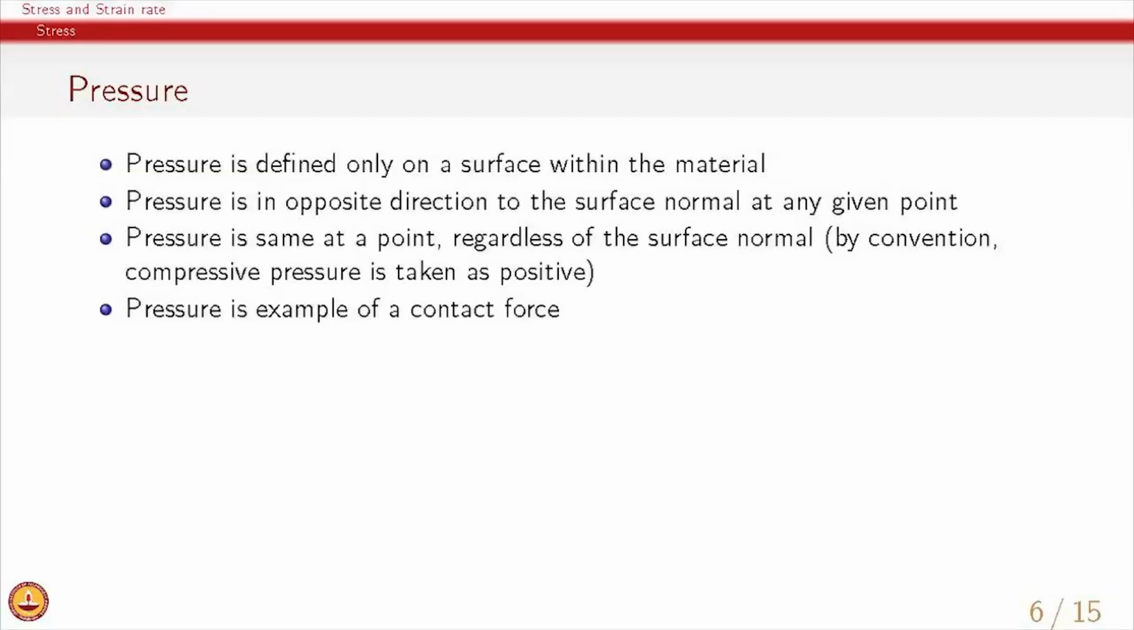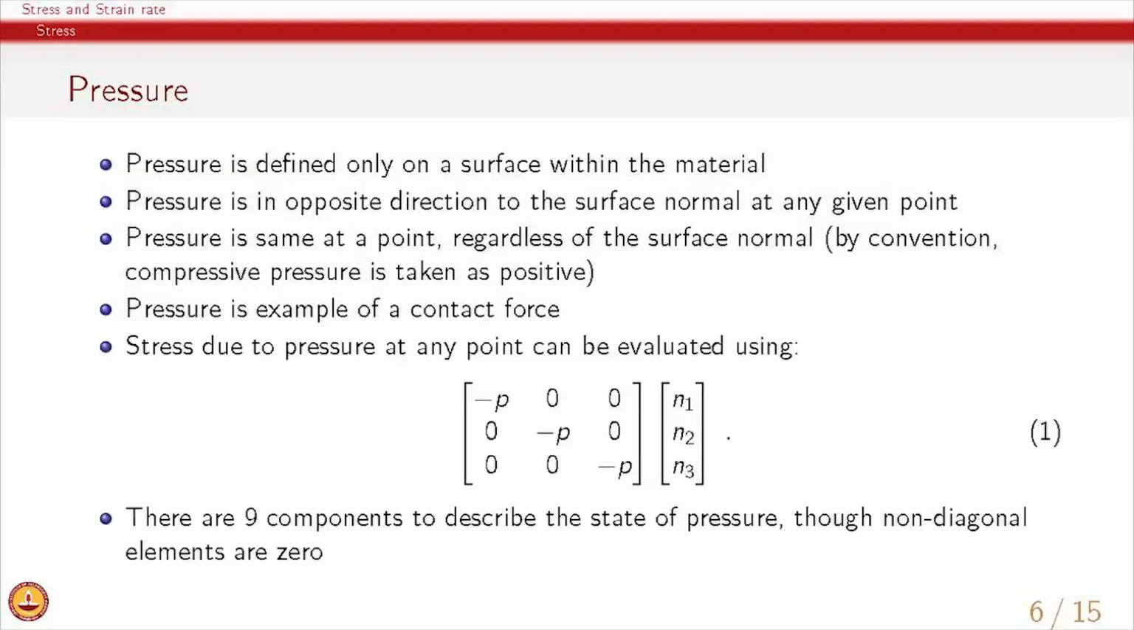And so clearly pressure is an example of a contact force, because we have to specify the surface area, and this is again a hypothetical surface area which is being defined in the material. The stress due to the pressure at any given point can be evaluated using matrix notation, though it can also be written in vectorial or tensor notation, as minus p times n. The unit normal vector n can be written as a column matrix where n1, n2, n3 are the 3 components, and here 1, 2, 3 refer to the 3 coordinate axes.